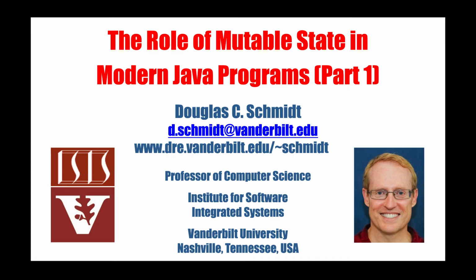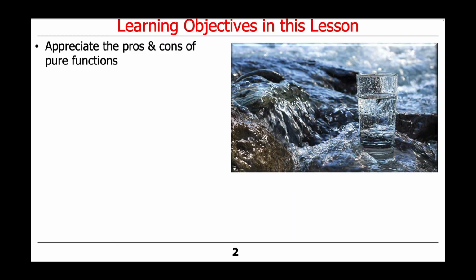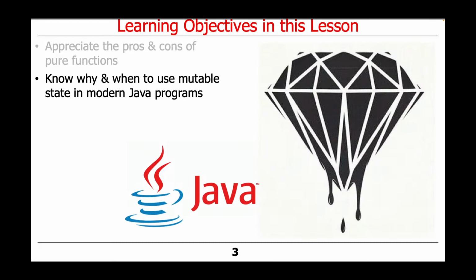Now that we've described the benefits of combining object-oriented and functional programming, it's time to address the elephant in the room, namely understanding the role of mutable state in modern Java programs. In part 1 of this lesson, we'll first discuss the pros and cons of so-called pure functions, and we'll then explain why and when to use mutable state in modern Java programs.